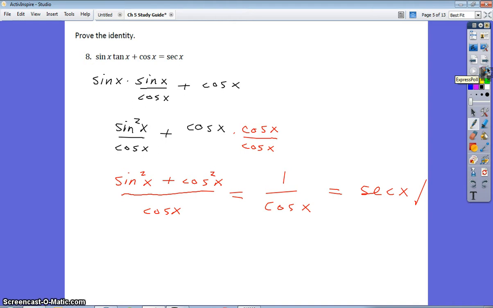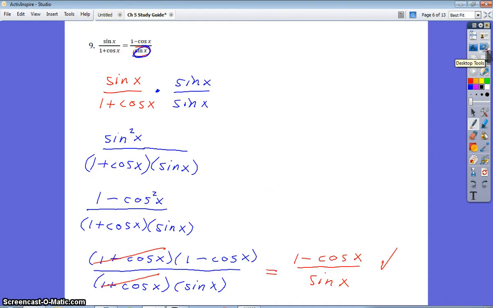8. I want to prove the identity, so I first started off by making a substitution into tangent. Changed everything into terms of sine and cosine. And then got the common denominator and made the Pythagorean substitution in the numerator there. And let's go to the next one.